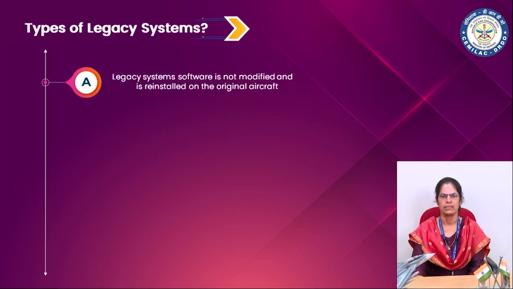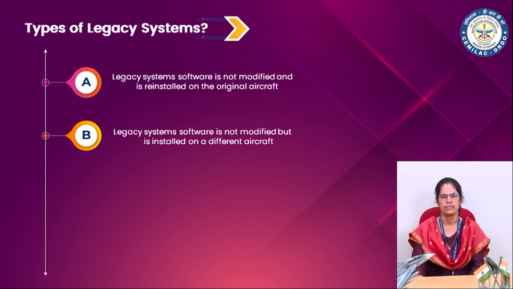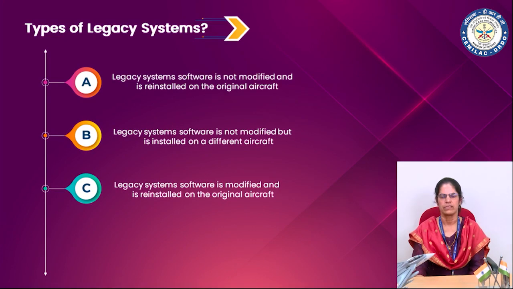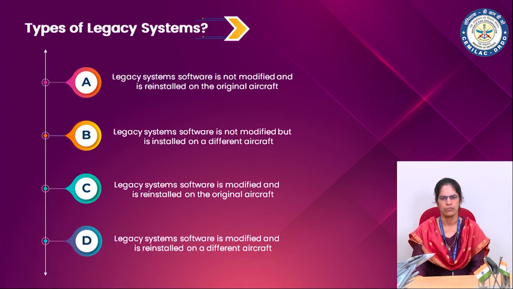Type A is software is not modified and reinstalled on the original aircraft. Type B is software is not modified but installed on a different aircraft. Type C is software is modified and reinstalled on the original aircraft. Type D is software is modified and reinstalled on a different aircraft.